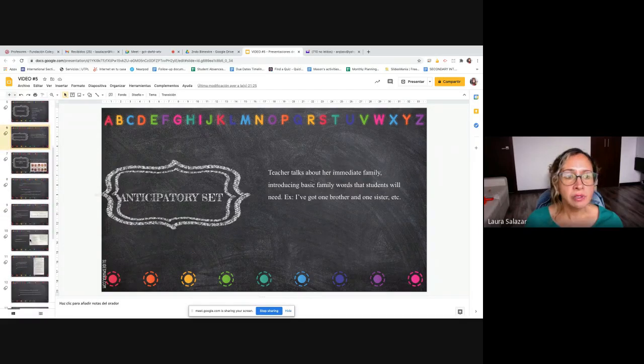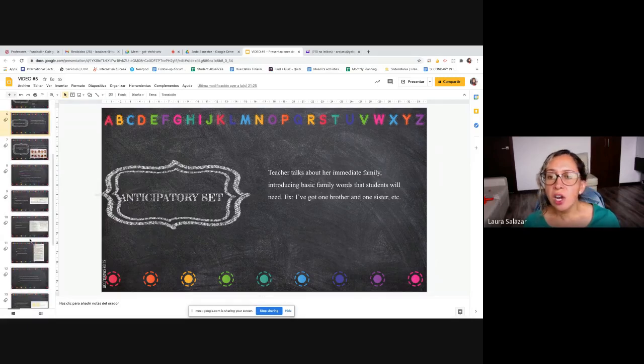In the anticipatory set, the teacher talks about her immediate family, introducing basic family words that students will need. For example, I've got one brother and one sister. That is one example of the sentences that the teacher will use for introducing her immediate family.